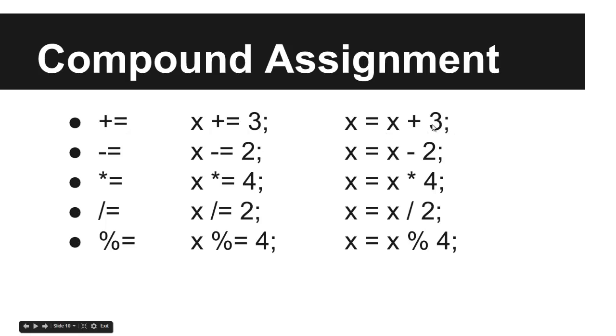Right, so we take whatever the result is here, and then we assign it back. X minus equals 2 is exactly the same as x is equal to x minus 2. X times equals 4 is exactly the same as x is equal to x times 4. X divided by equals 2 is exactly the same as x is equal to x divided by 2. And x mod equals 4 is exactly the same as x is equal to x mod 4. So it's just a slightly faster way of typing it.